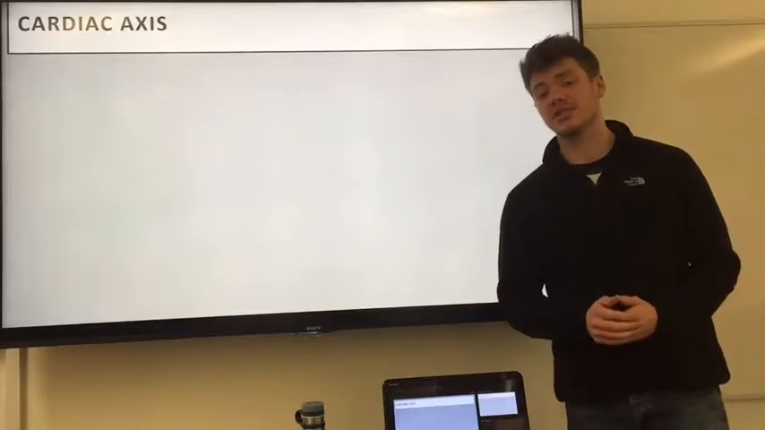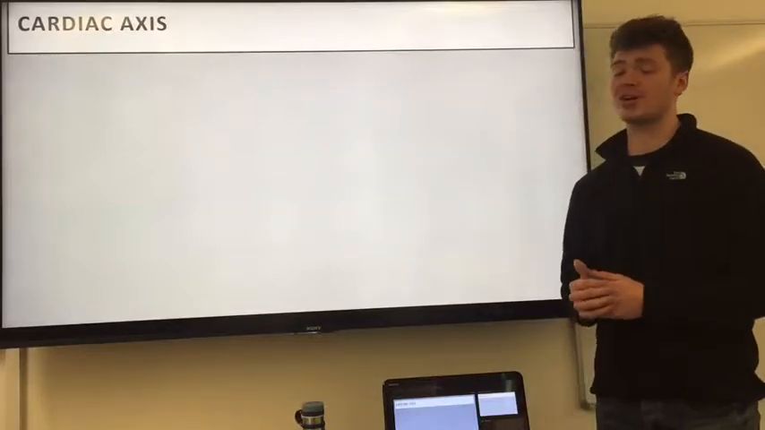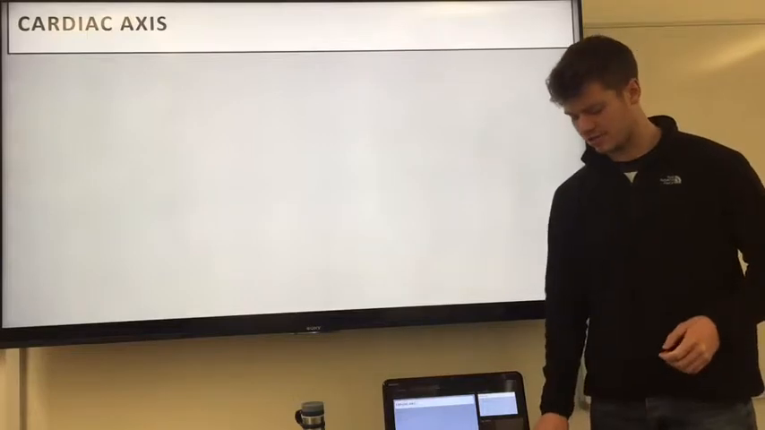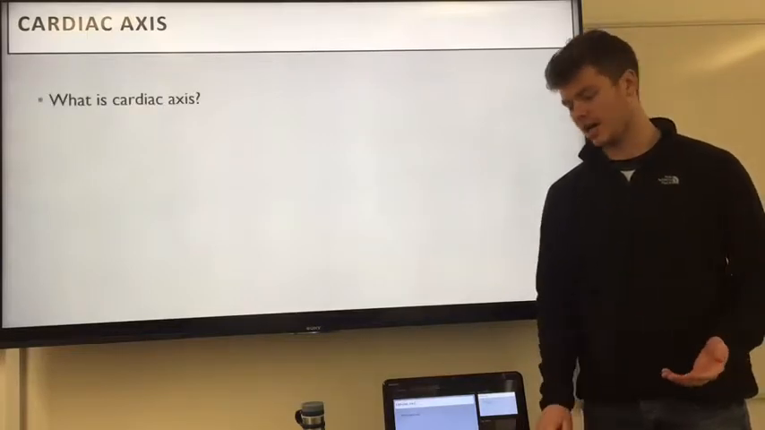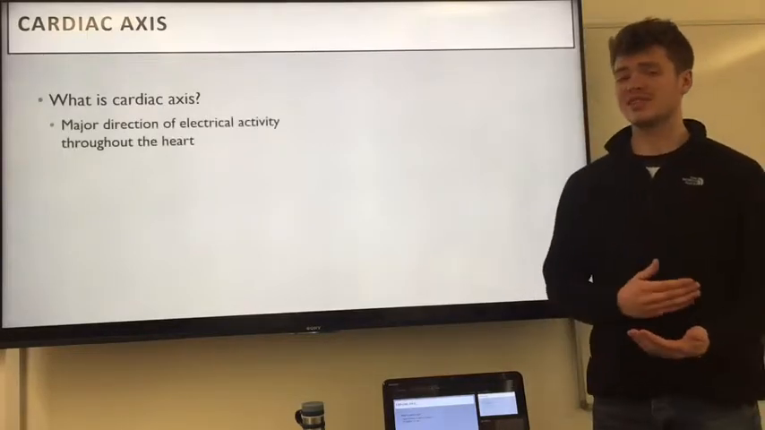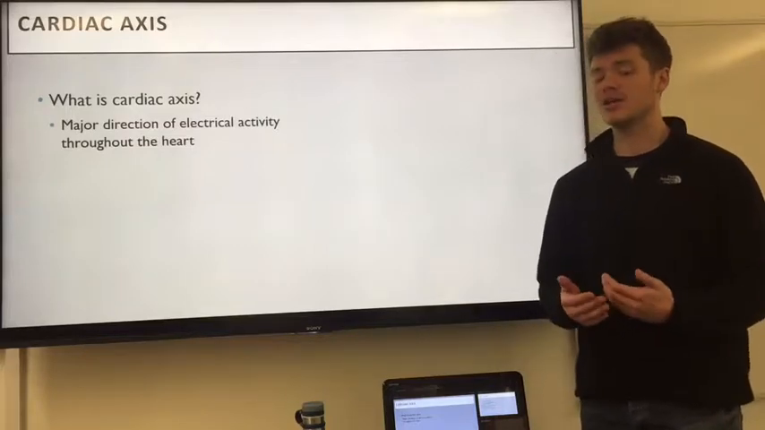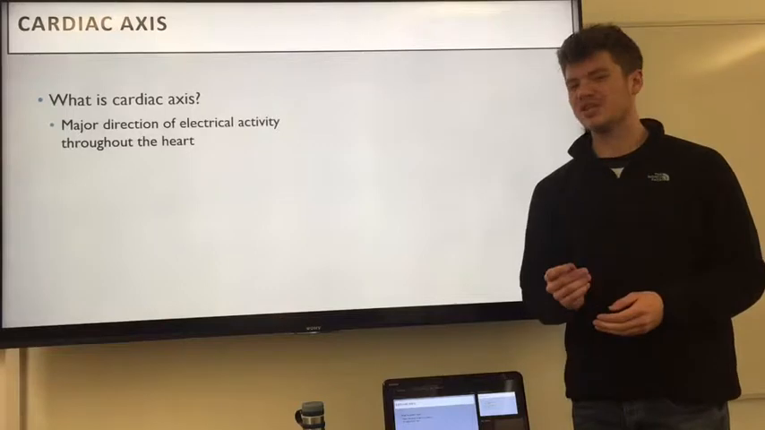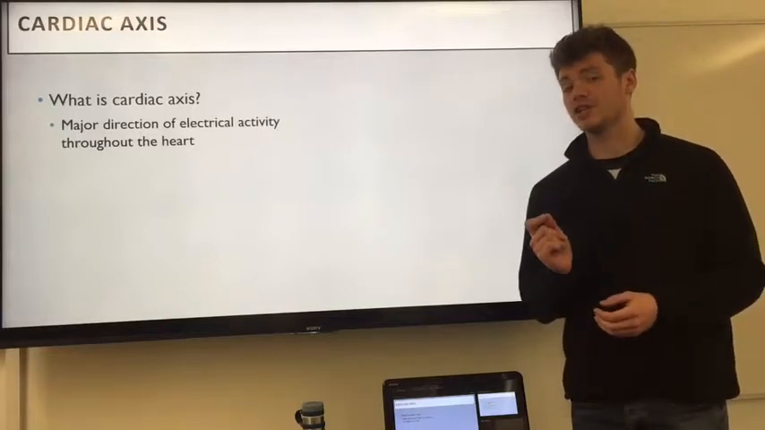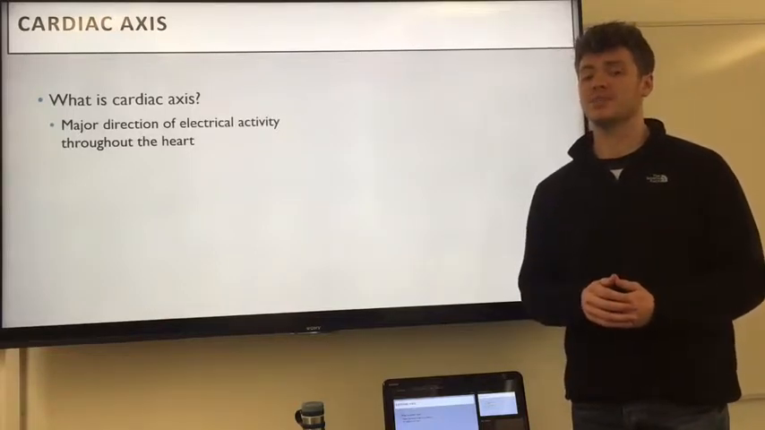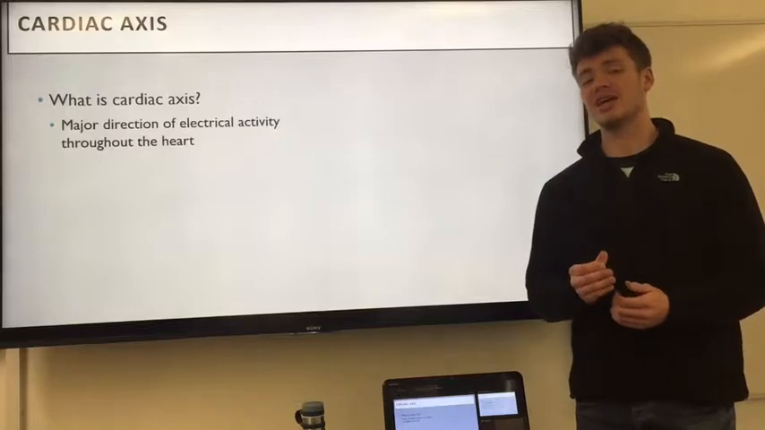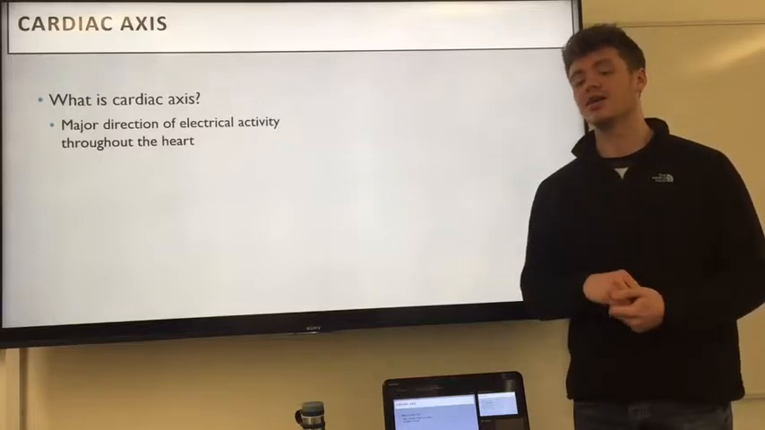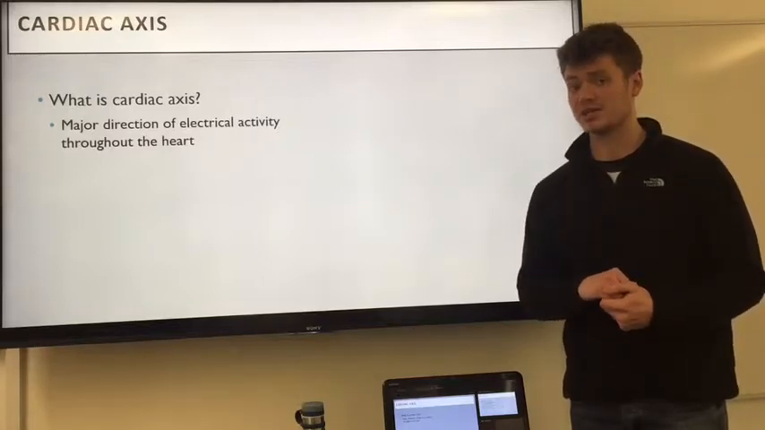So the next part of this website is talking about the cardiac axis. Now, first of all, what is the cardiac axis? Well, it's the major direction of electrical activity through the heart. Specifically, this is during ventricular depolarization. In other words, it's the main average vector that happens during the QRS.